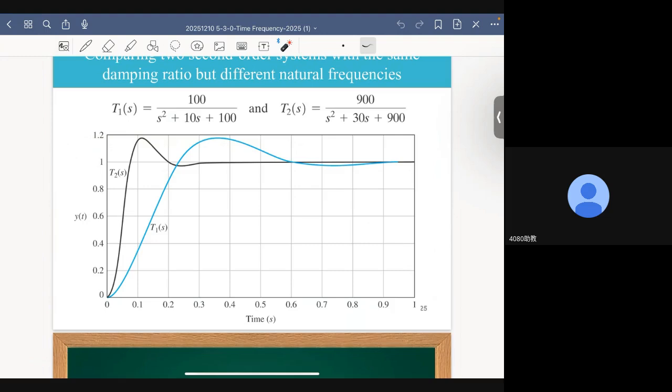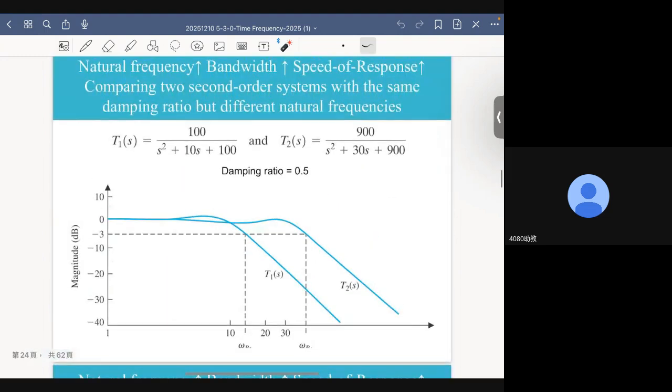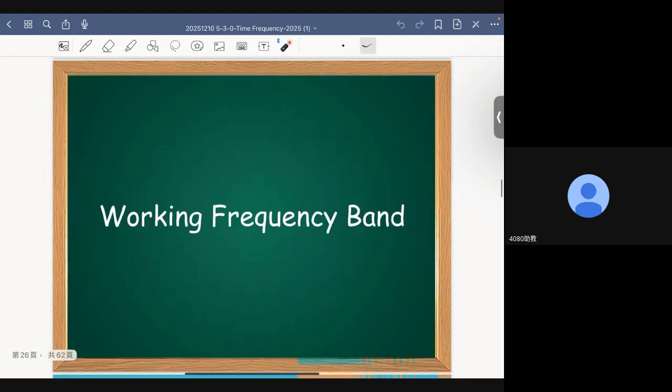Okay, why is that the case? Because they have the same damping ratio. Okay, and for a second order system, without any zero, overshoot depends only on damping ratio. Okay, we saw that before. We talked about that before.